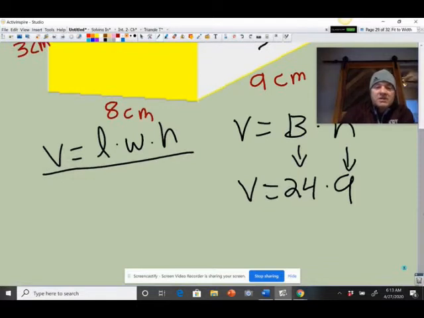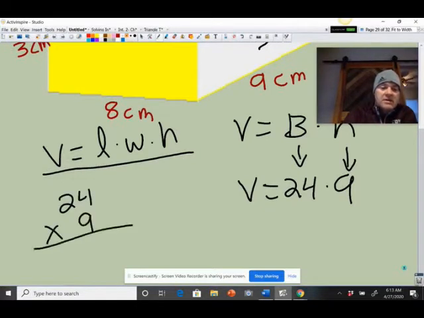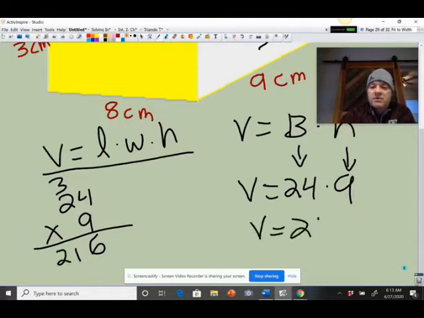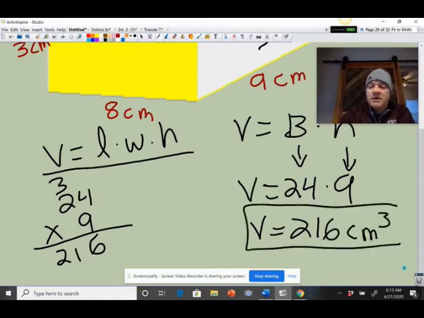So let's go ahead and finish this off. We've got 24 times 9. That's going to give me 36, 18, that's 21. It looks like the volume of this is going to be 216. And this is centimeters, and it is cubed. There you are. Let's try another one.